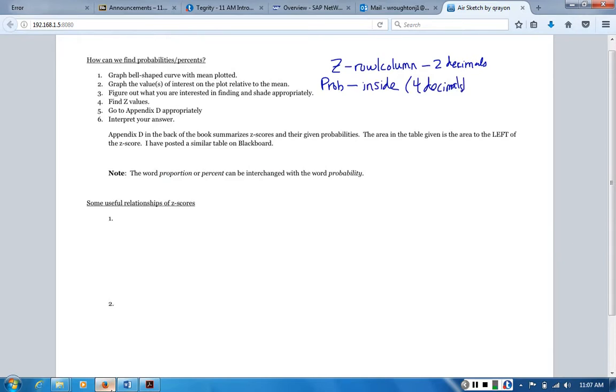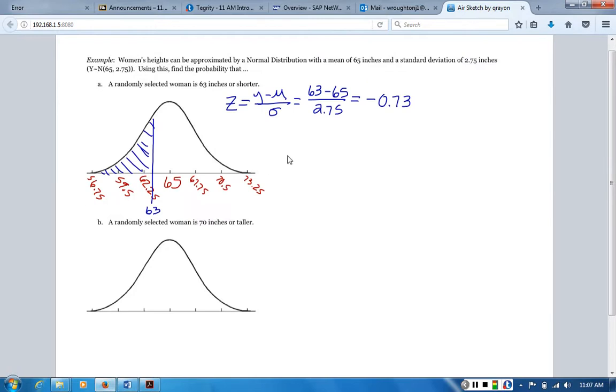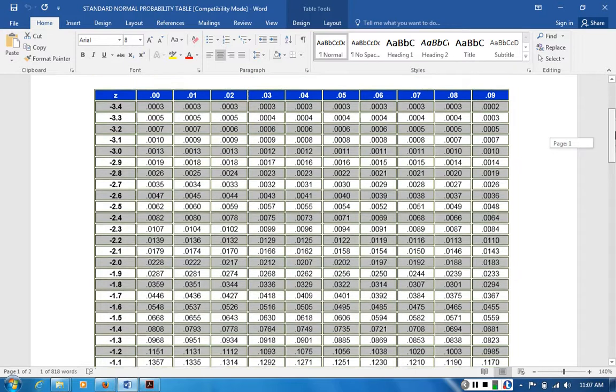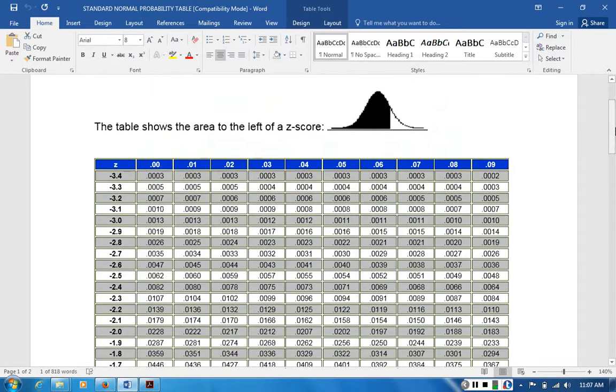Okay. So how this is going to work with my problem. I want to find basically being left of 63, or looking at my table, that would be being left of negative 0.73. So the first thing I like to ask is, does my picture match the table? So we're shaded left. As we see from the top here, the table is also shaded left. So we have a match, meaning I can come straight to my table to get my answer.